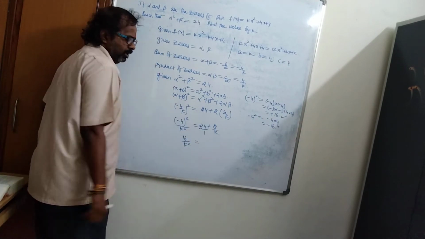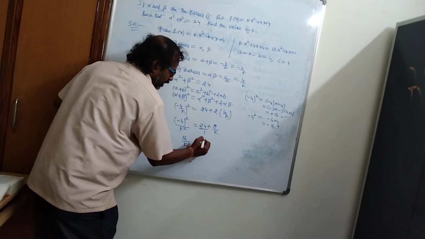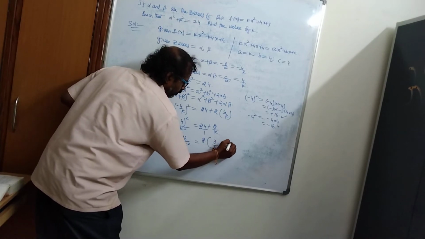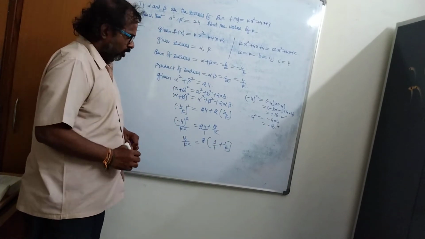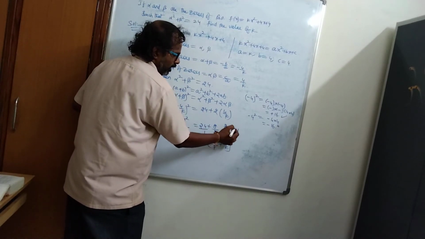In the numerators, both the numbers are multiples of 8. So take 8 common. So we get 8 times (3/1 + 1/k), because already 8 is there, 8 is nothing but 8 into 1.